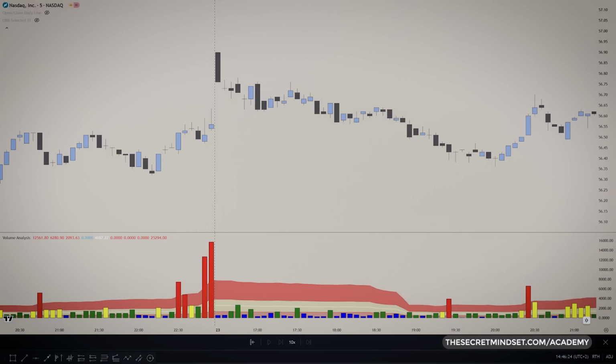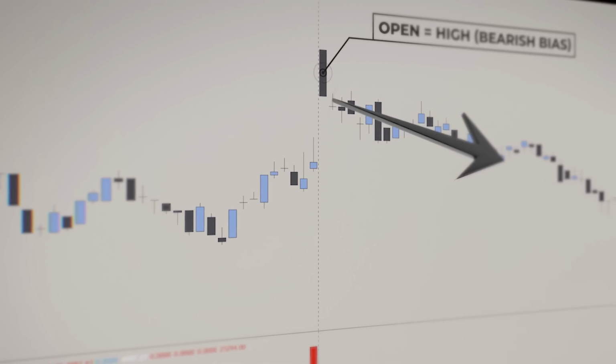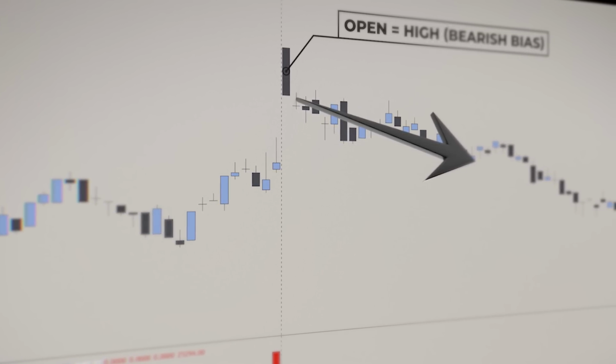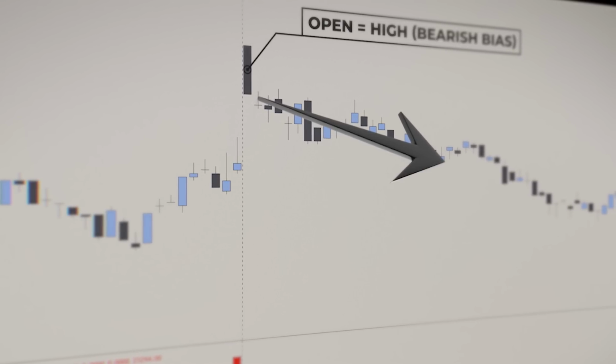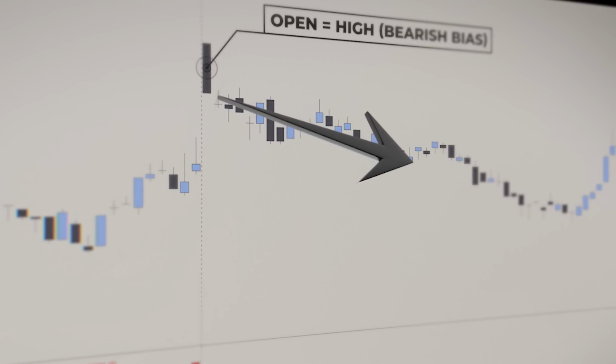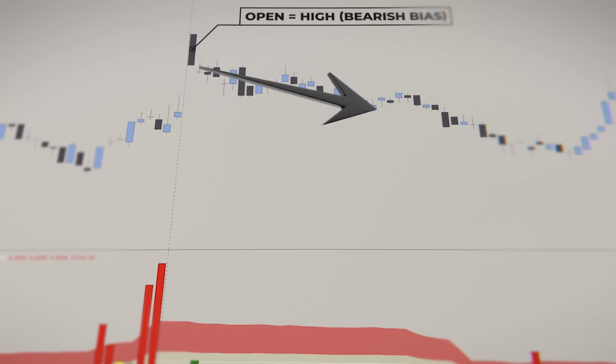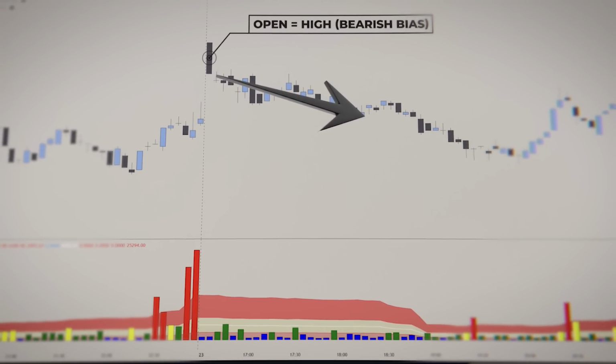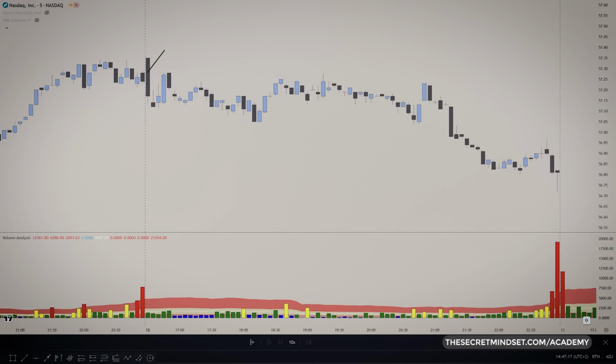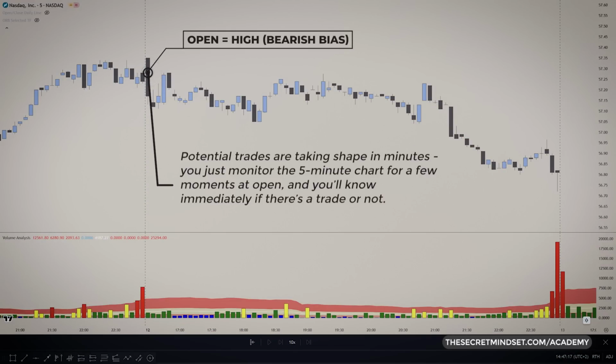The main advantage of this scalping strategy is definitely its simplicity. There are no complex indicators or customized formulas to configure, just basic pattern recognition of the open in relation to the initial high and low. These signals require little time investment to analyze and execute on. You can simply monitor the 5-minute chart for a few moments at open and immediately identify an opportunity. And with potential trades taking shape in minutes, everything must be streamlined and optimized.